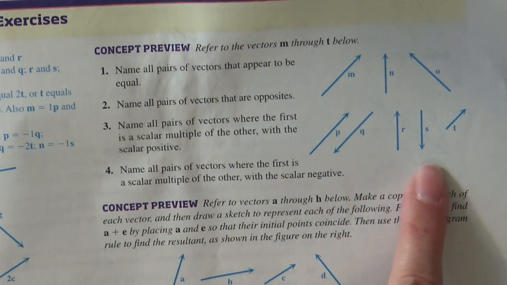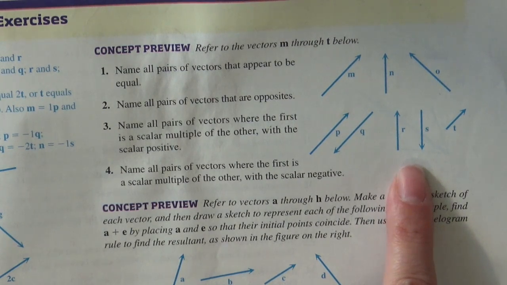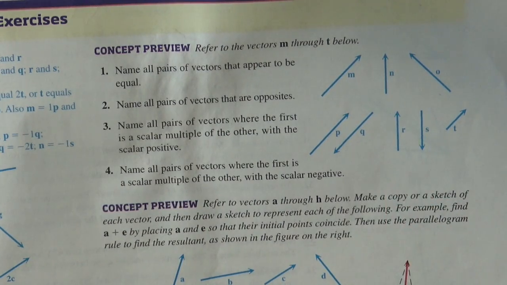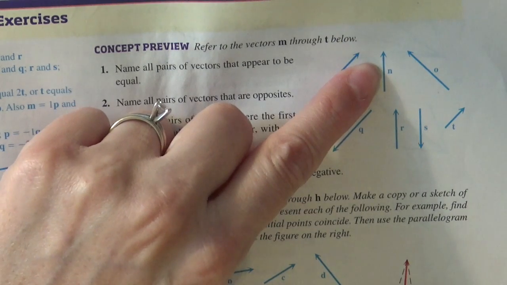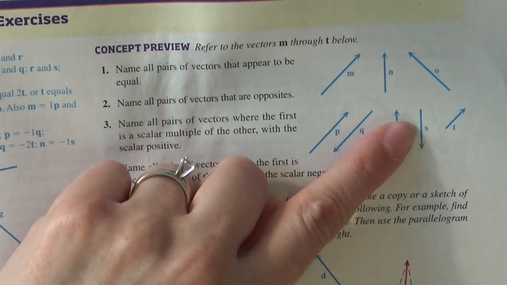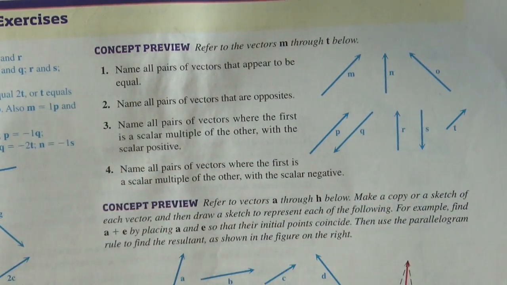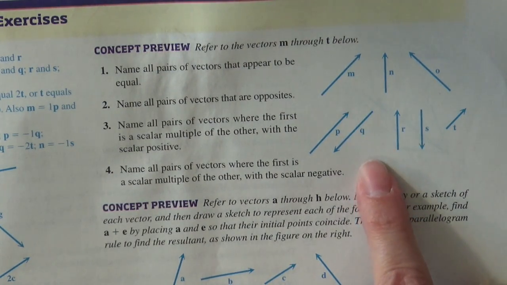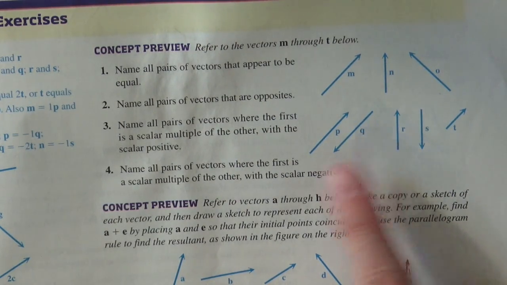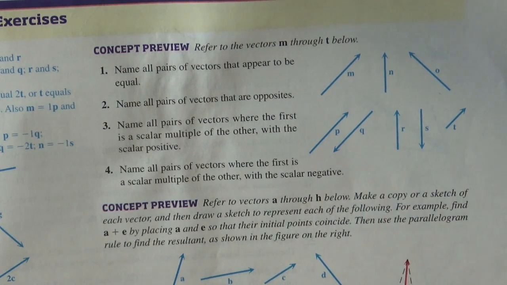R and S, vector R, vector S, same thing. They're the same length, they're parallel, and they point in opposite directions, so they're also opposites. Is there anything else? Yes. Vector N is also opposite of vector S: they point in opposite directions, they're parallel, and they're the same length. Vector M and vector Q point in opposite directions, they're parallel, and they're the same length. So vectors M and Q would be opposites.